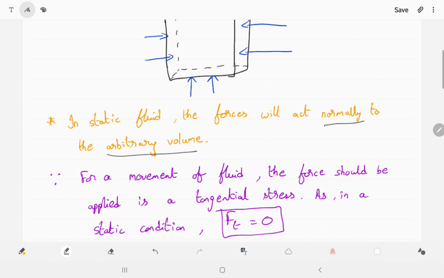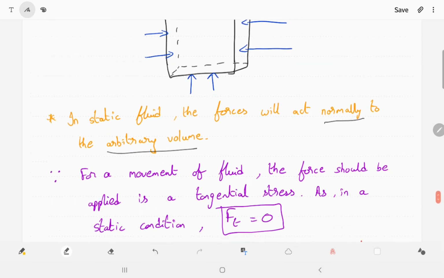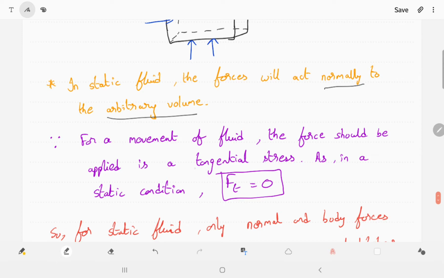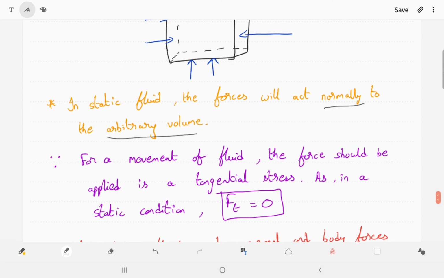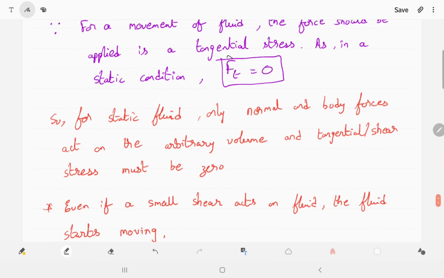That means we have only normal forces acting upon the object, but there are no tangential or shear stresses, because generally to move any object from one place to another we apply a force which is tangential to the object. Here the fluid is not moving, so there is no tangential stress applied on the object. So Rt bar is 0. So for a static fluid we have only normal and body forces acting upon an arbitrary volume, and tangential stress must be zero.